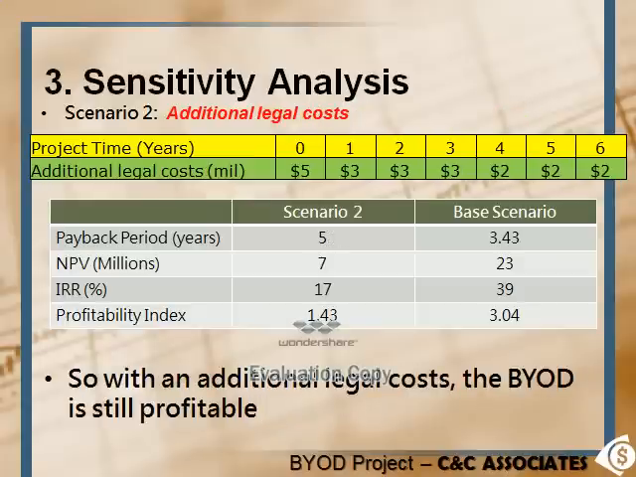For scenario 2, we have considered the possibility of incurring additional legal costs. We have added these additional costs into our model, and it shows that the payback period is 5 years. NPV stands at 7 million, so still positive. The internal rate of return is still quite high at 17%, and the profitability index is still more than 1, at 1.43. So we can conclude that with the additional legal costs, BYOD is still profitable.